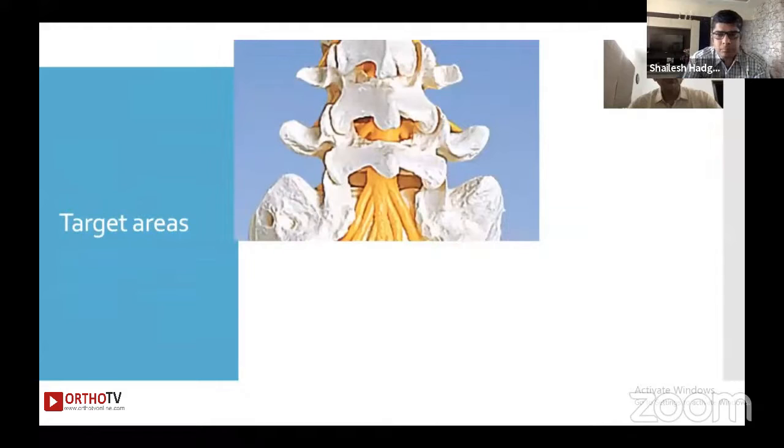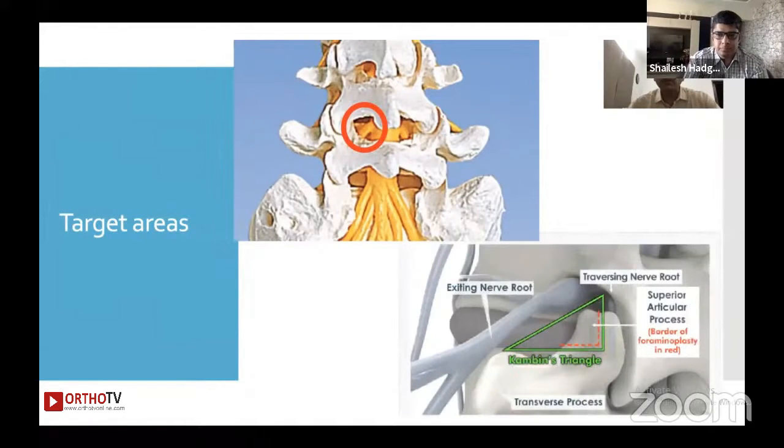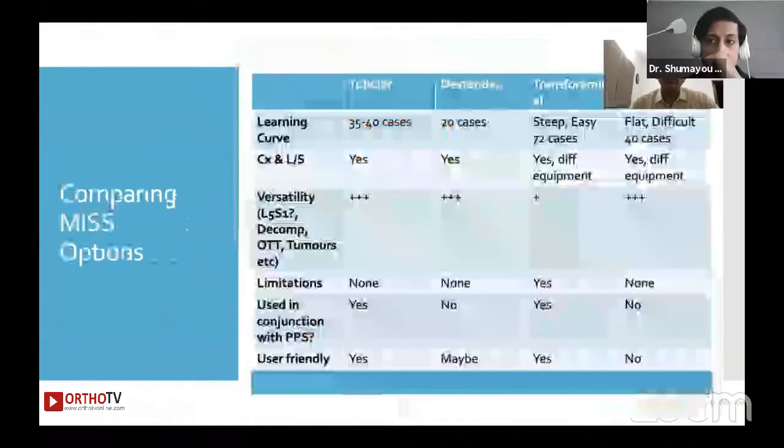The target for all these interlaminar and the tubular discectomy systems is the interlaminar area, whereas for the transforaminal option, the target area is basically Kambin's triangle, which is a triangle bounded by the exiting nerve root, the superior edge of the transverse process, as well as the traversing nerve root medially. The superior articular process lies in the floor of this Kambin's triangle.